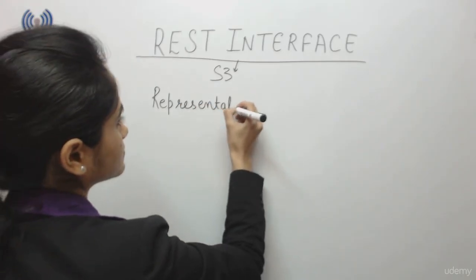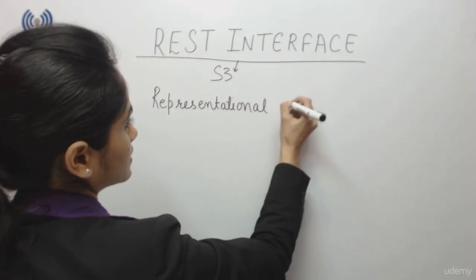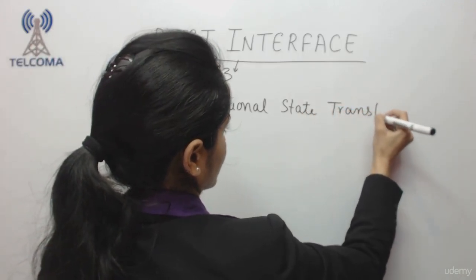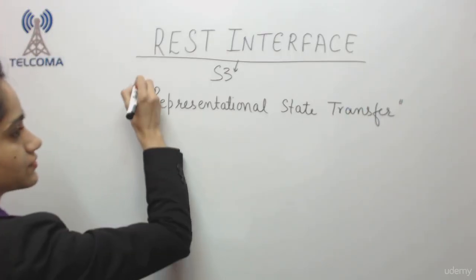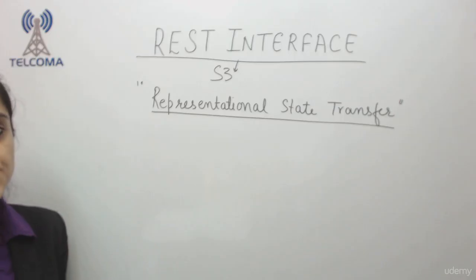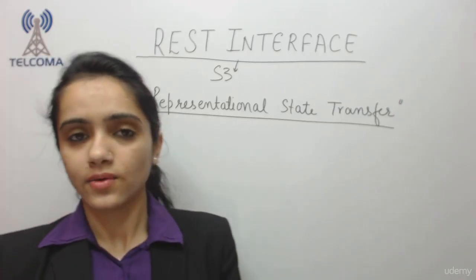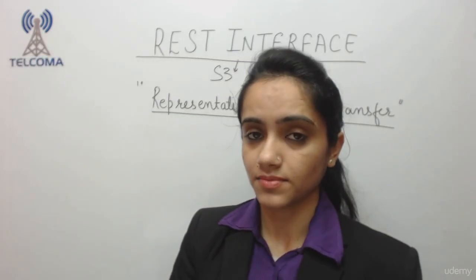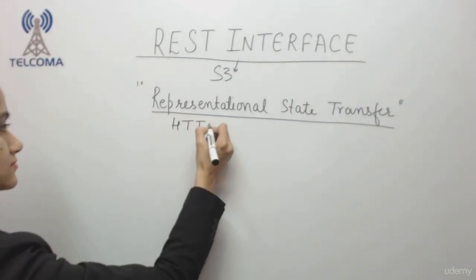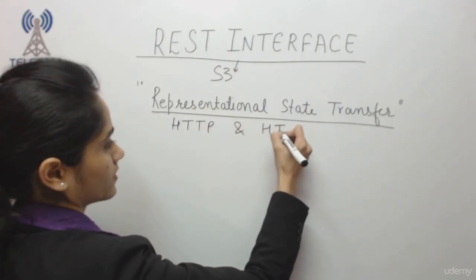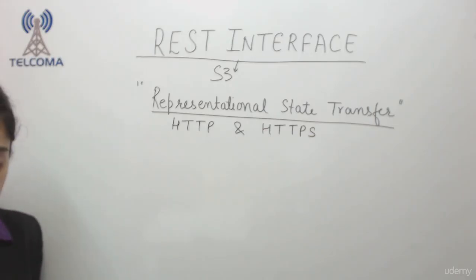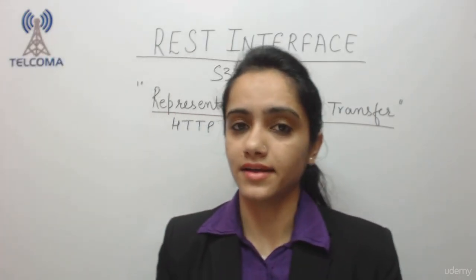Representational state transfer. So this is representational state transfer, and this is an interface for Amazon S3. Now it uses standard HTTP as well as HTTPS requests to create and delete buckets.